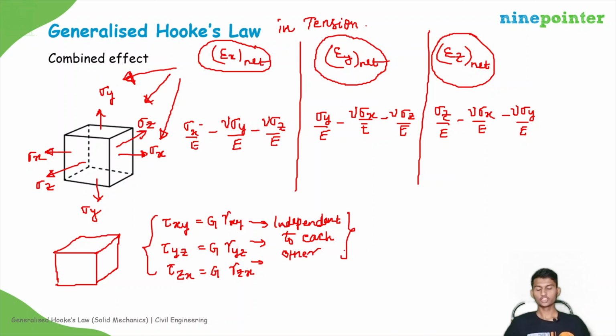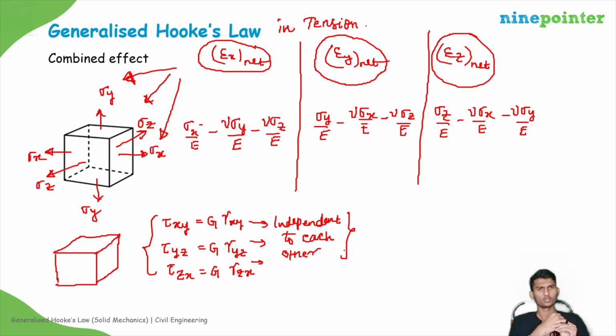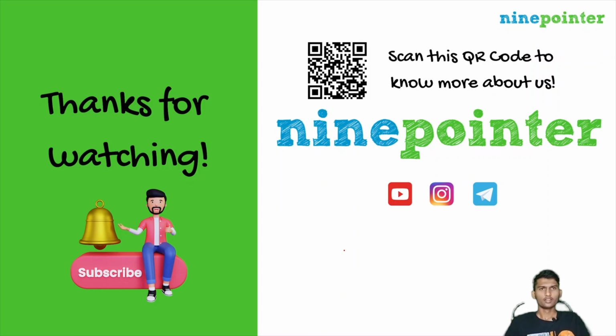In case of shear stress, but in case of axial loading, these things are dependent on each other because of the Poisson's ratio. But in this case, there is no Poisson's ratio kind of thing, so there will be no dependency between these three things. Okay, with this we end today's lecture.